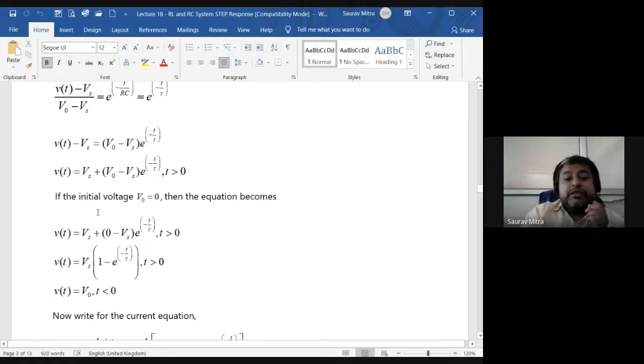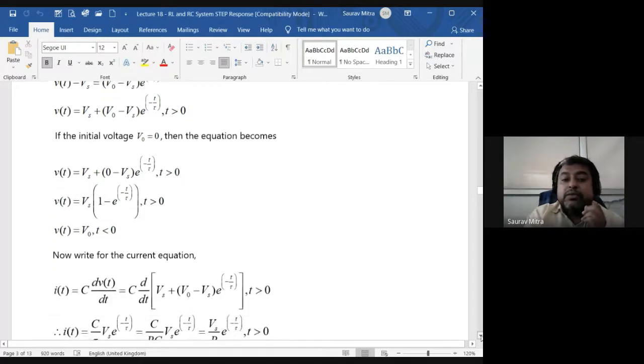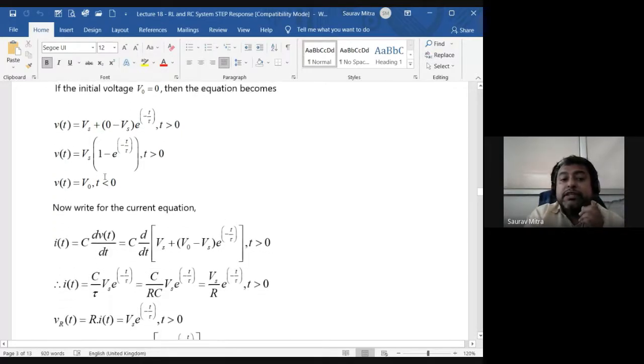Now if V0 is equal to 0, this is an ideal case, or a subset case of the whole thing. If the initial voltage is 0, then Vs plus 0 minus, that means the whole equation will become Vs into 1 minus e raised to minus t by tau. Tau is equal to RC, so we will not call it tau, we will call it RC. So if the initial voltage is 0, what will be the equation of small vt? Small vt is called the instantaneous voltage. It is Vs into 1 minus e raised to minus t by tau.